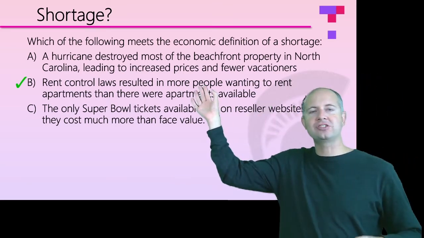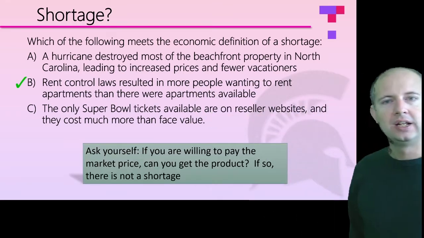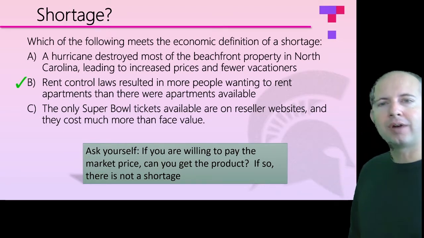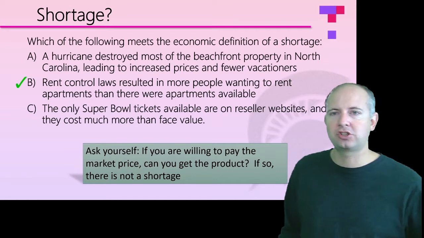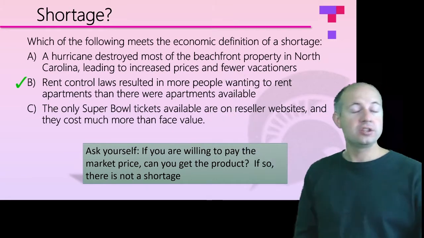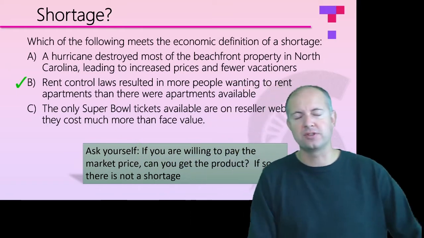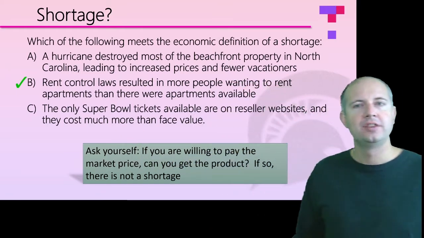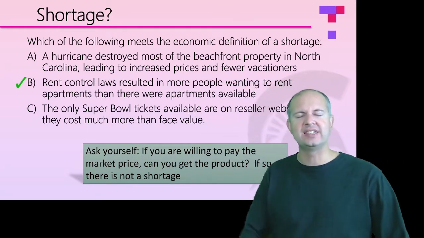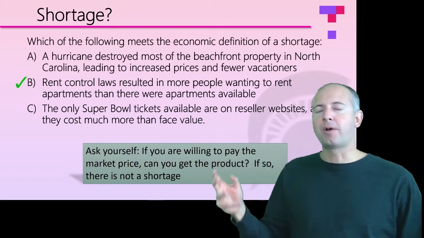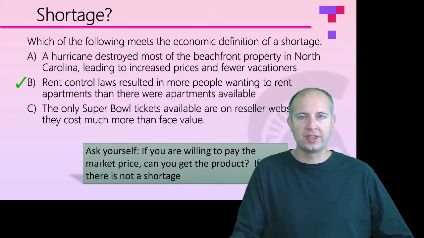So when you're trying to answer one of these questions, ask yourself, if you are willing to pay the market price, can you get the product? If so, there's not a shortage. And in both A and C, if you're willing to pay for the beachfront property or the Super Bowl tickets, you can get them. The reason B is a shortage is because there are lots of people willing to pay the market price because the market price is forced to be lower than it would be otherwise.